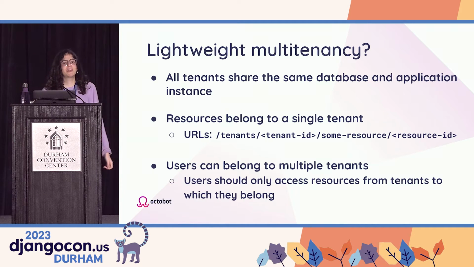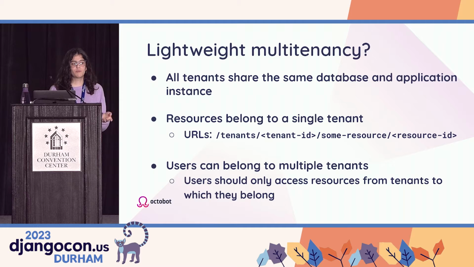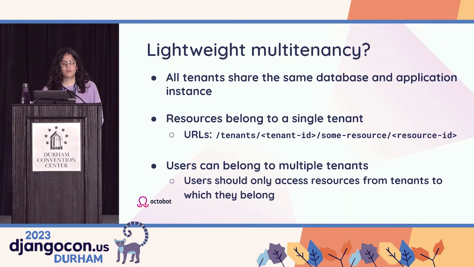If you remember the name of the talk, it said lightweight multi-tenancy, and here are some disclaimers. This is a real-life scenario that I've run across in different projects, and they were different realities, but they could all be abstracted to the same set of requirements, which is this. We'll have our tenants, and we will all share a database and our application instance. We'll have resources that belong to a single tenant, and in particular, we have an API, and we want our URLs to look something like what's shown on the screen, where our resources are nested under their tenants. So we have tenants / tenant ID / some resource, and for example, the resource ID.